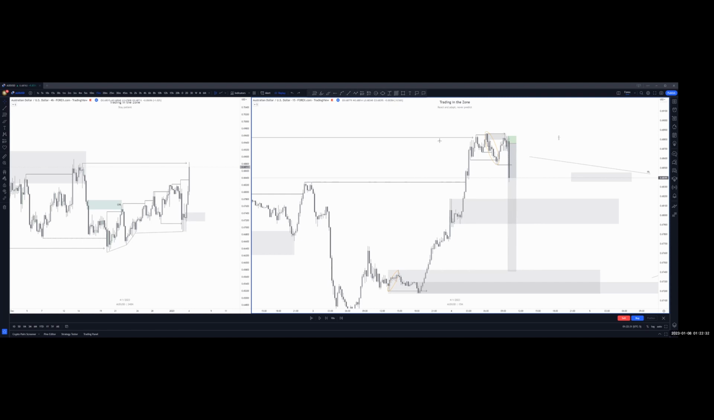I would have to wait for this break, maybe coming up here, and then we have a 15-minute structure and 15-minute order flow. So I would take that. This one right here is a pretty nice setup with all the other stuff I mentioned.